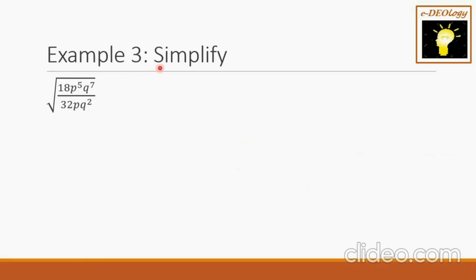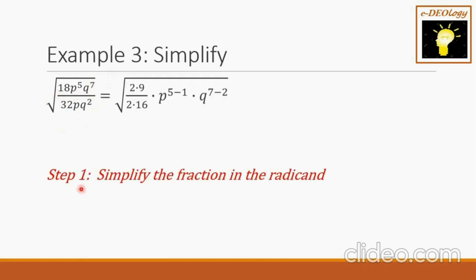Let's have example 3. Let us simplify this big radical, and inside is a fraction. The numerator is 18, p raised to 5, q raised to 7, all over 32p q square. In step 1, we need to simplify the fraction. In here, we're going to group the numbers. We're going to group the variable p. We're going to group the variable q.